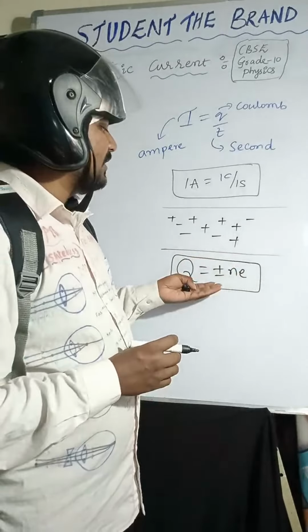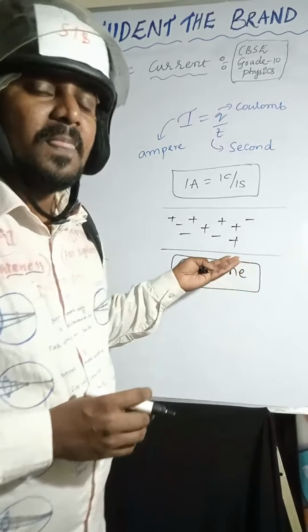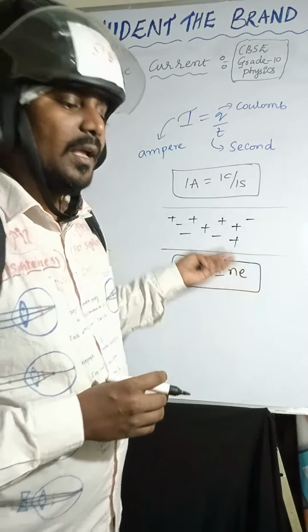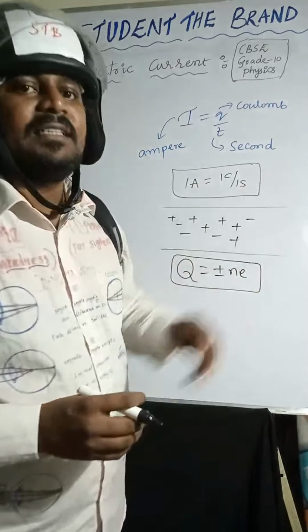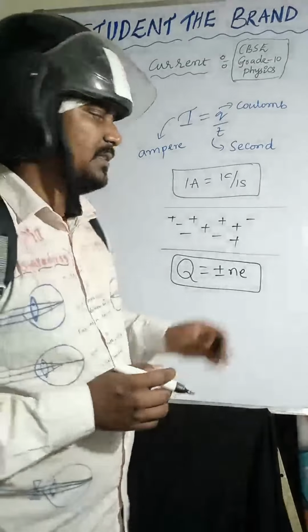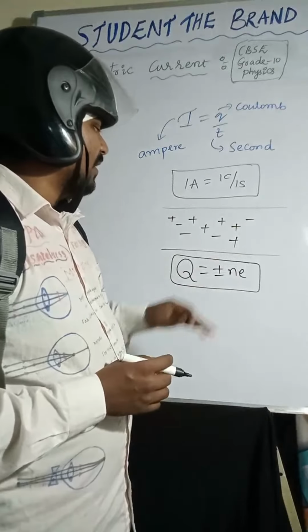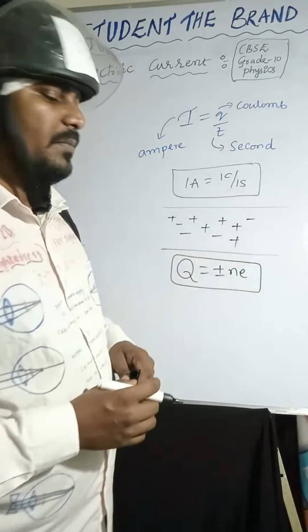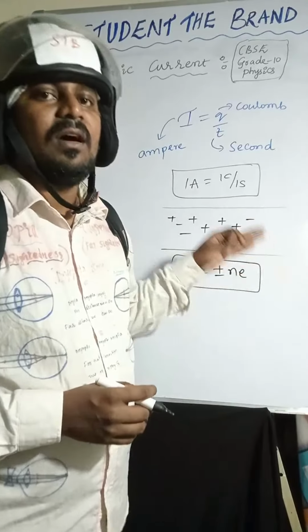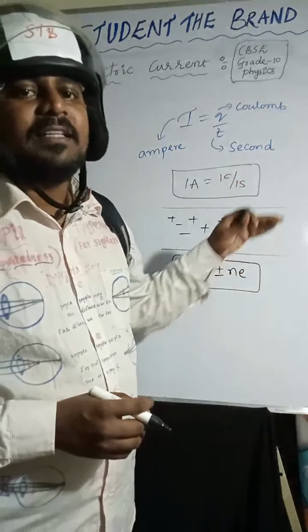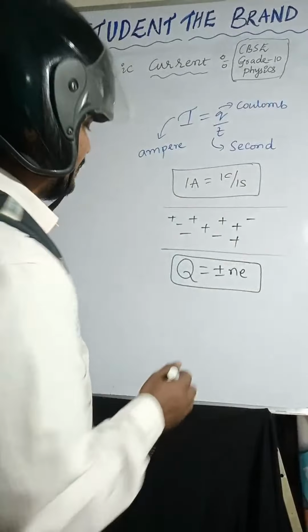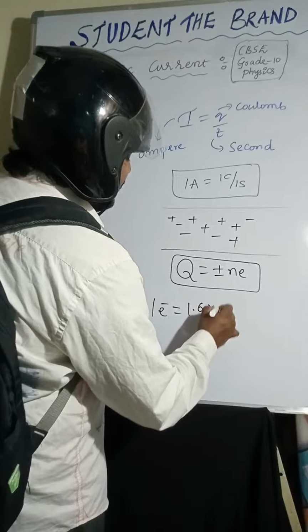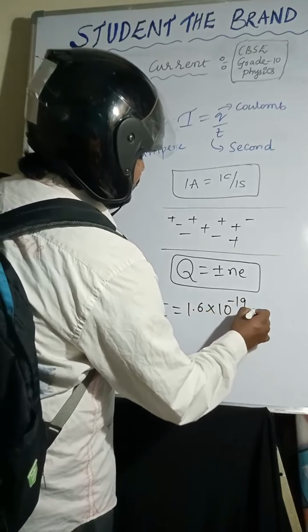Positive charges are moving, negative charges are moving. So charges are moving inside of the conductor. That's why I'm taking N. Q equal to plus or minus Ne. On one electron, how much charge is present? On one electron, the charge is 1.6 into 10 power minus 19 coulomb.